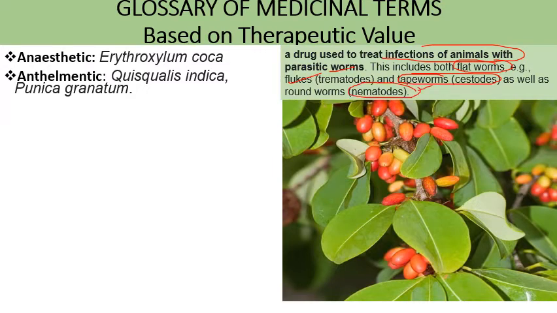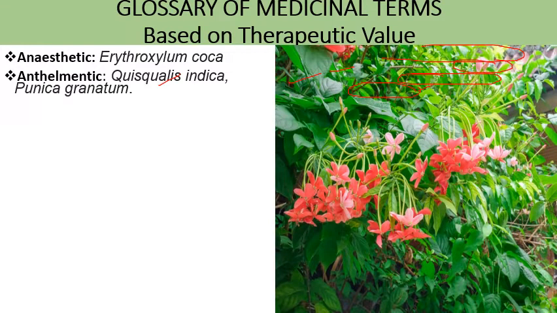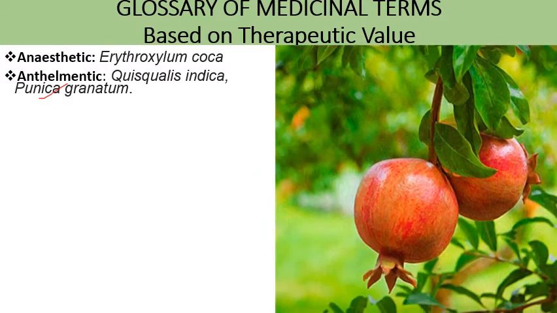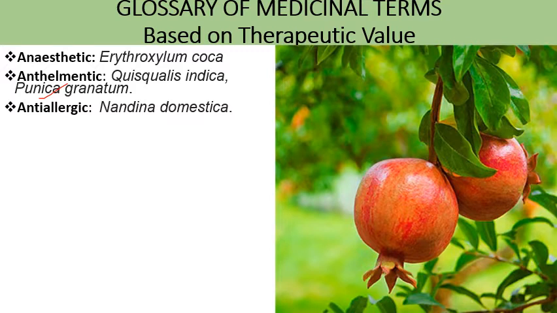that come under nematodes. So सभी तरह के जो इंटेस्टाइनल वर्म्स हैं उस पैरासिटिज्म को रिमूव करने के लिए the drugs which are used are commonly known as anthelmintic. So the plants used are Quisqualis indica. This is the photograph which shows Quisqualis indica, and this is commonly known as Jhumka pale. Then we have Punica granatum, that is pomegranate.